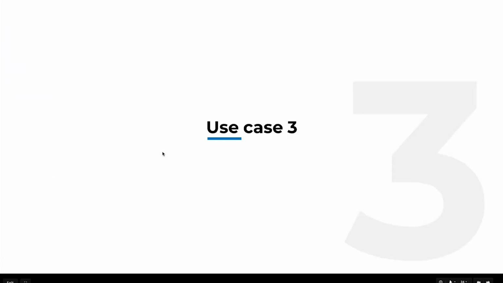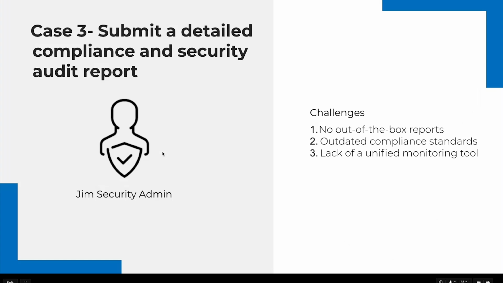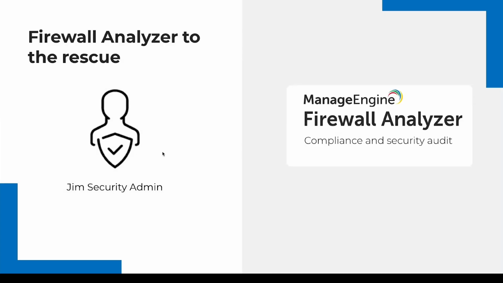Moving on to the third use case. Jim's company needs to be compliant with multiple security standards, but they are falling short on a lot of them. This has affected them so much that they have started losing customers since their compliance is not up to date. For this very purpose, Jim has been assigned a task to submit a detailed compliance report and a security audit report. Let us now look at how Jim utilizes the compliance and security audit section of Firewall Analyzer to resolve this issue.